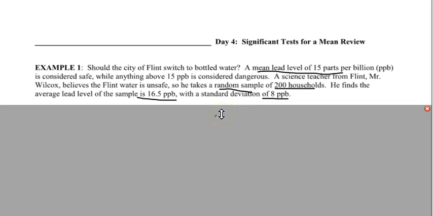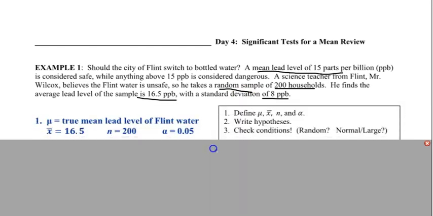All right, so step 1. Our mu is the true mean lead level of Flint water. Our average, 16.5. N is 200. And our alpha is 0.05 because it was not stated.